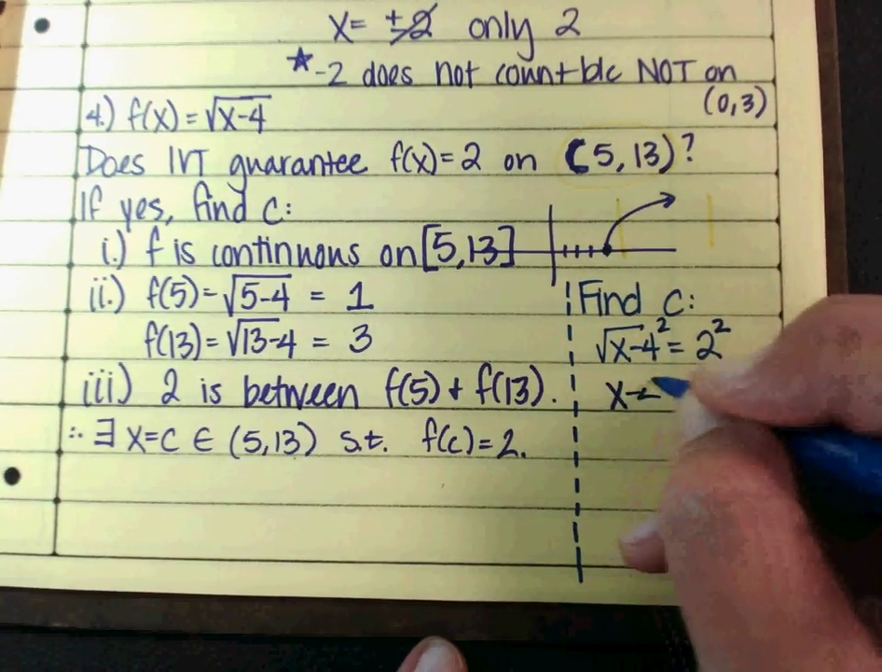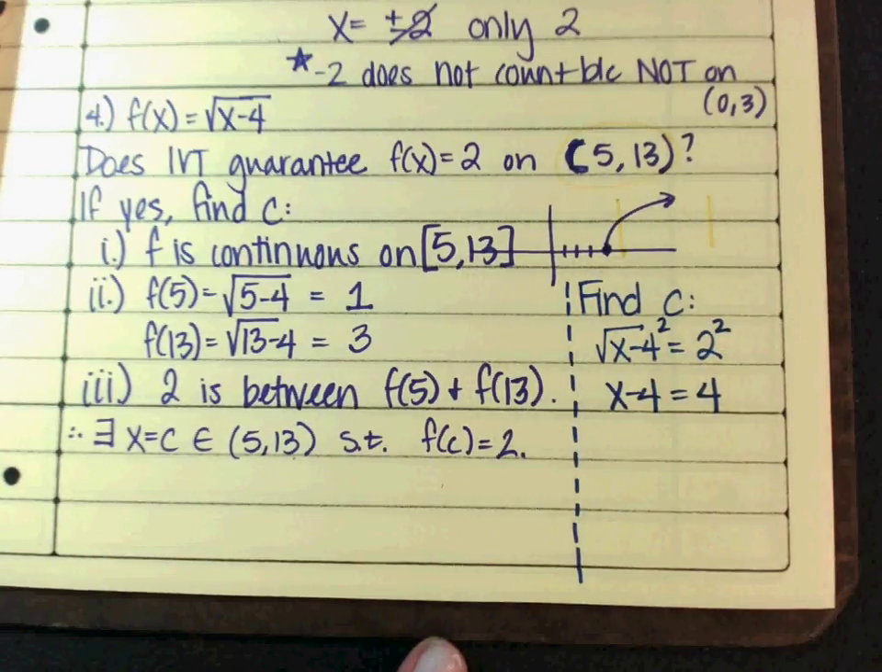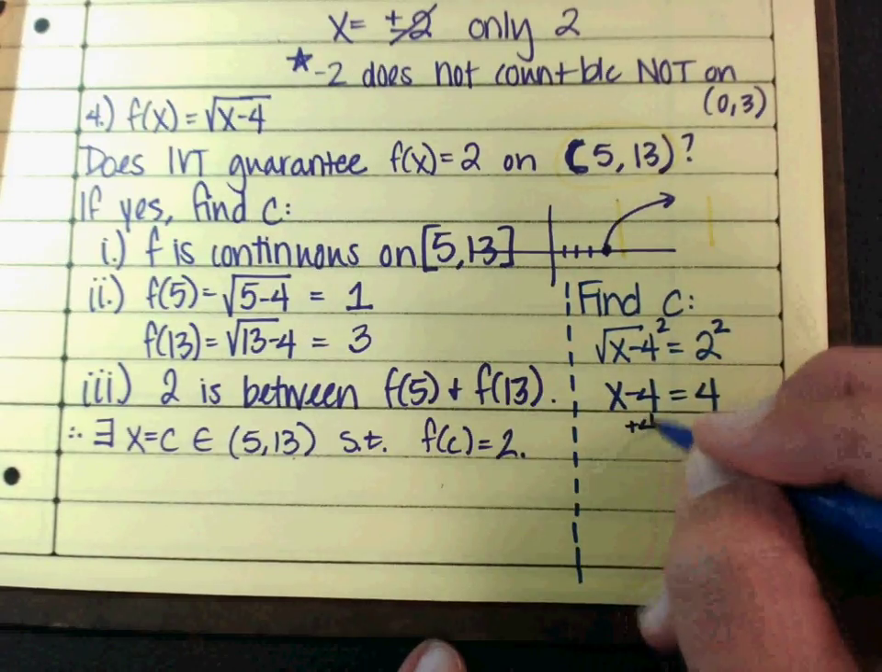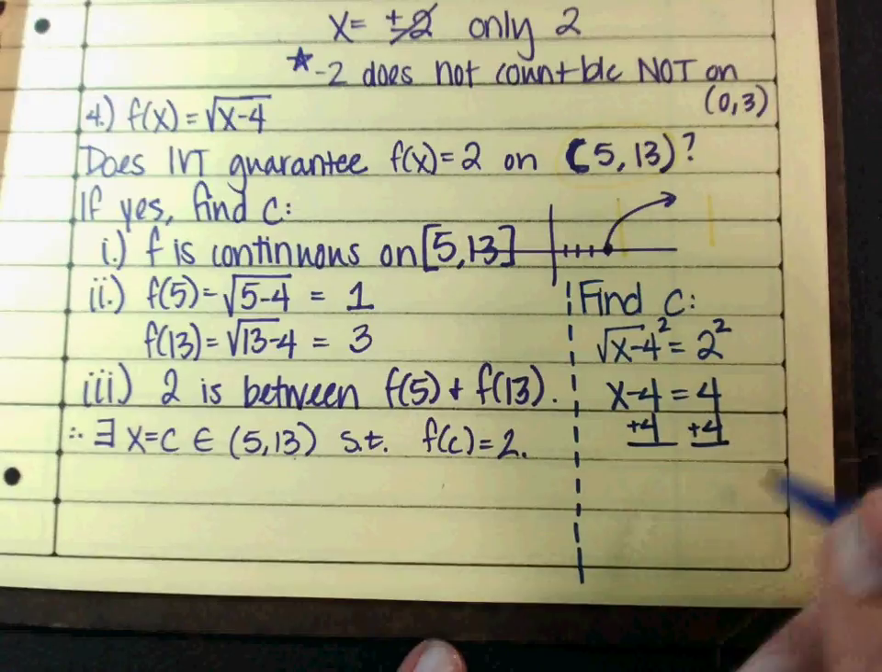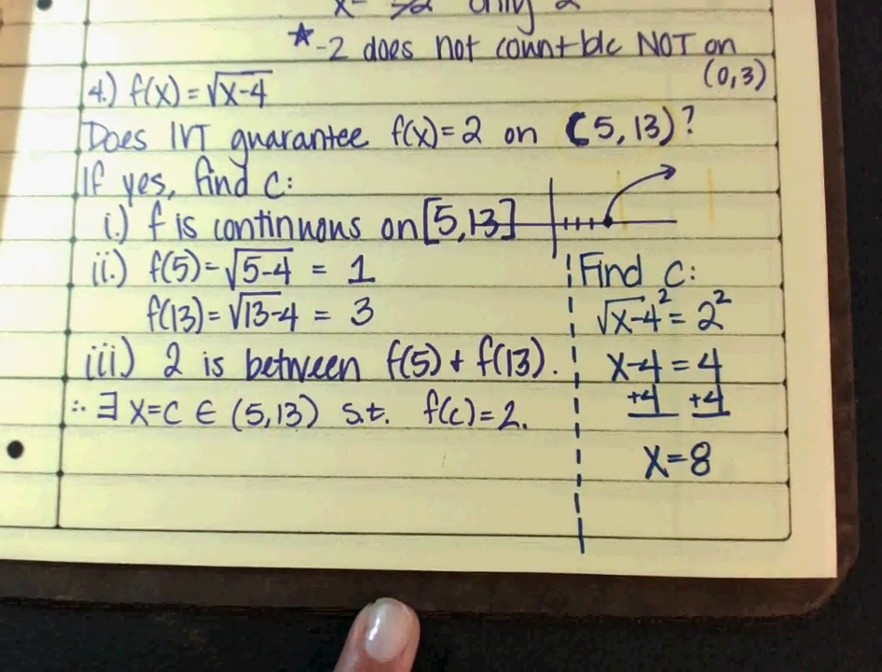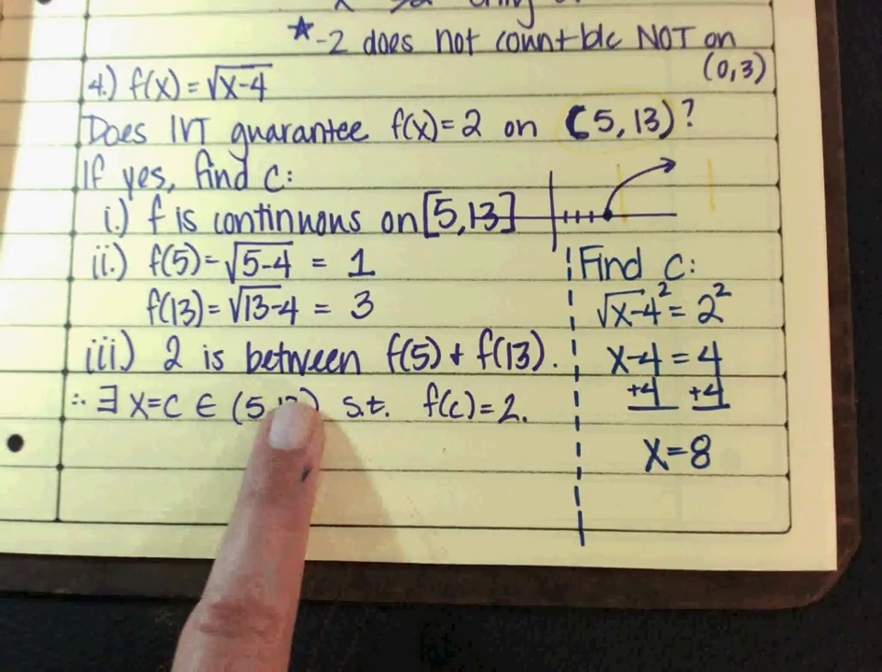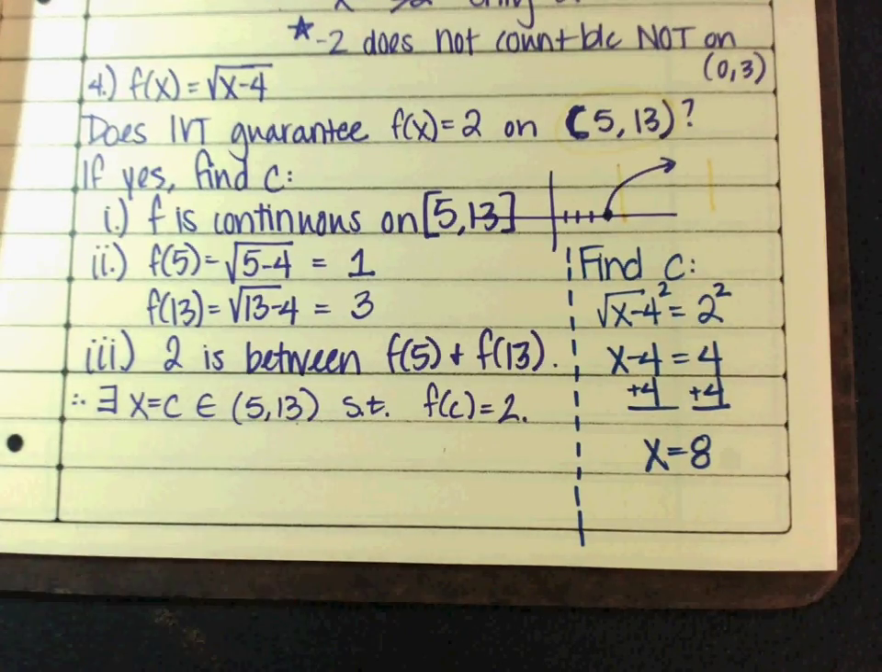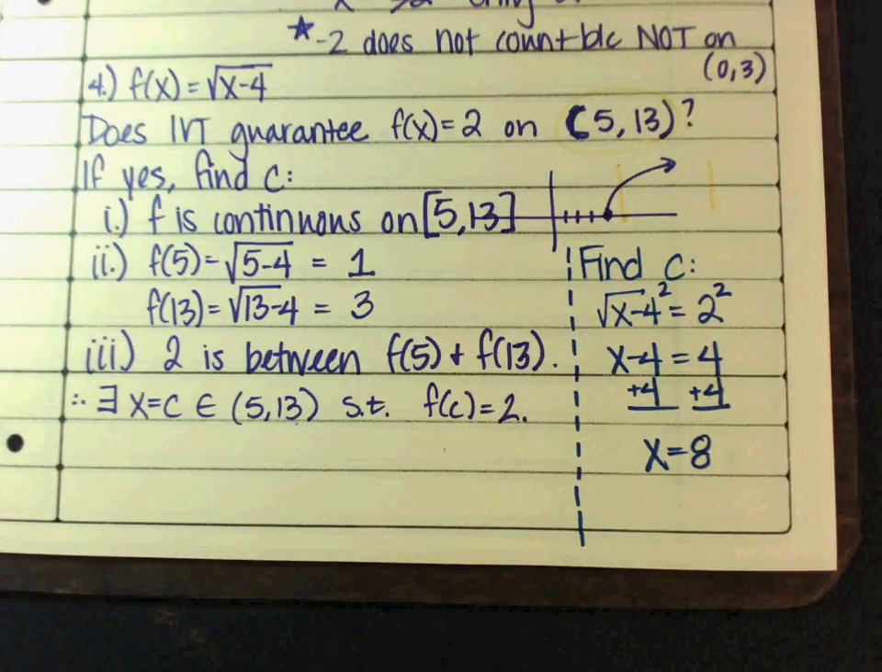Okay, so I have x minus 4 equals 4. Then add 4 on both sides. What is x going to be? 8. Now question. If x is 8, is that between 5 and 13? Yes. Good. Okay, next one. I think we have like maybe 2 more left.